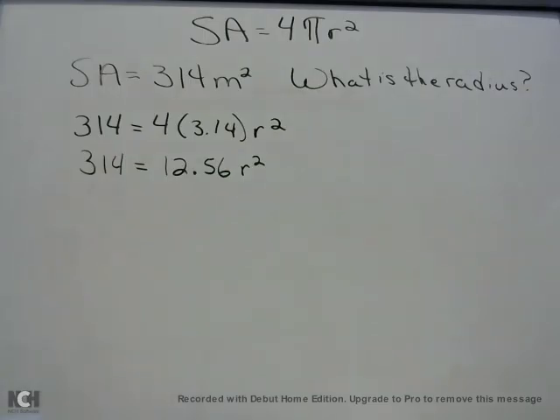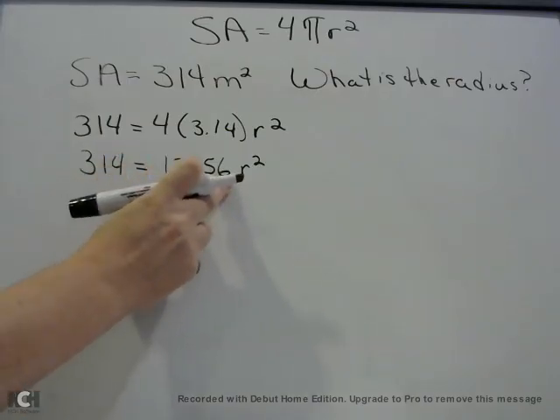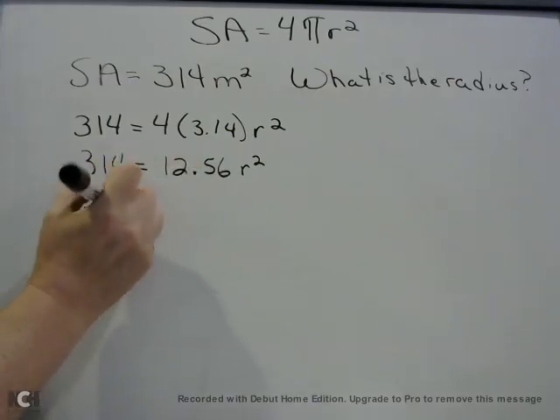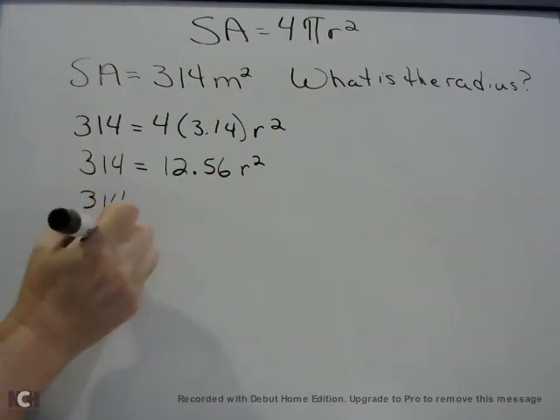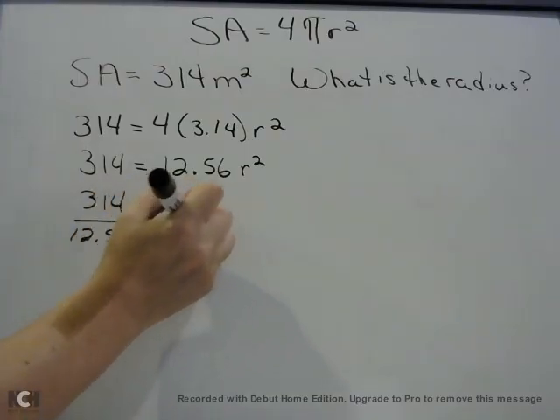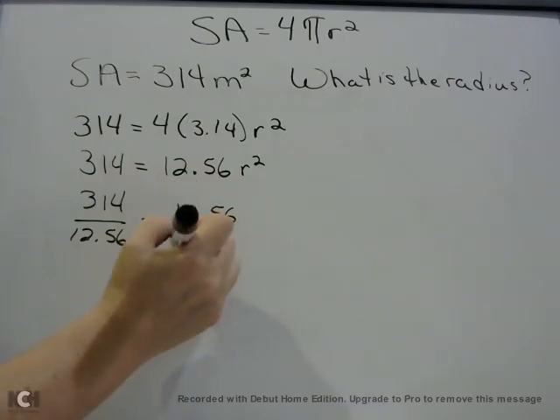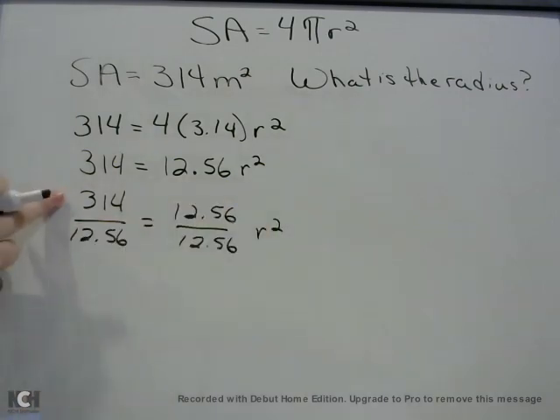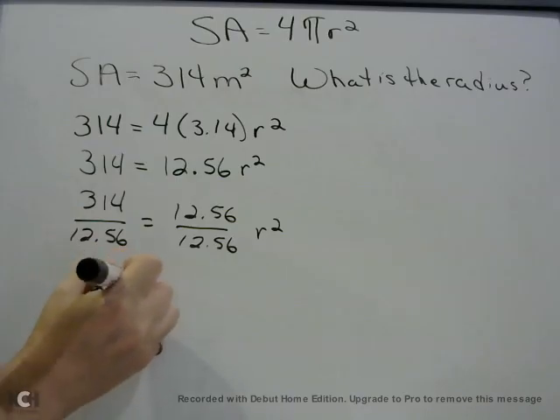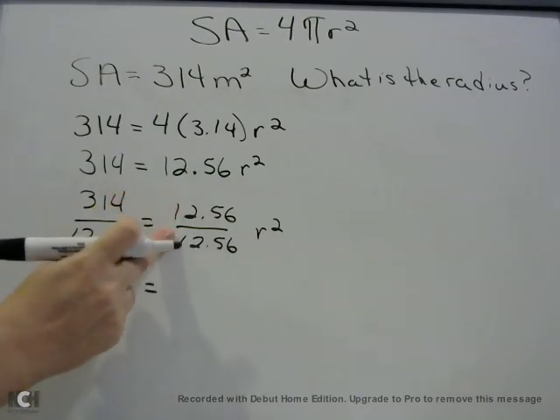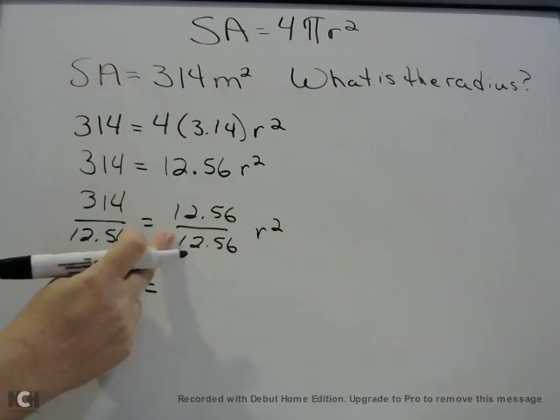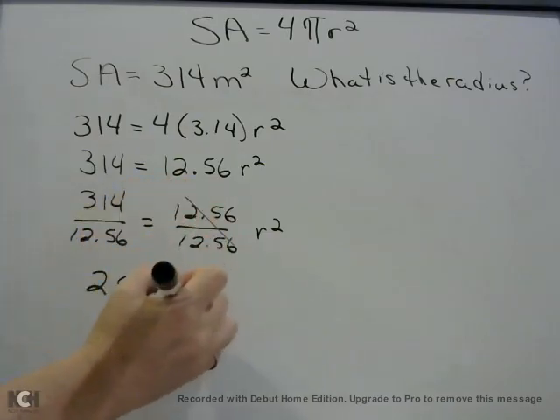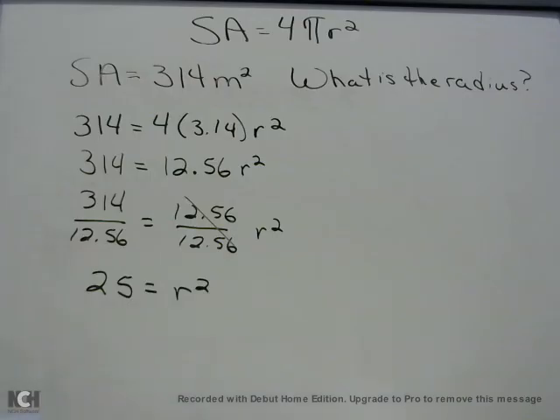Here's where you need to know algebra, because you need to know how to solve for r. So you need to get rid of this 12.56. The way we do that is divide each side by 12.56. So we have 314 divided by 12.56. You get your calculator out and do that. You're going to get 25. 12.56 divided by 12.56 is just 1, so essentially that cancels out. So we're left with 25 equals r squared.